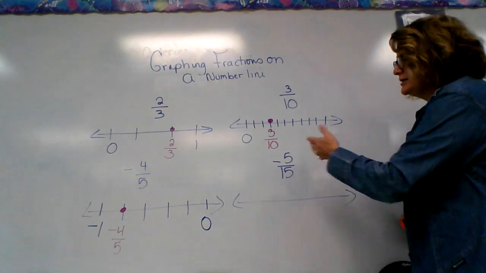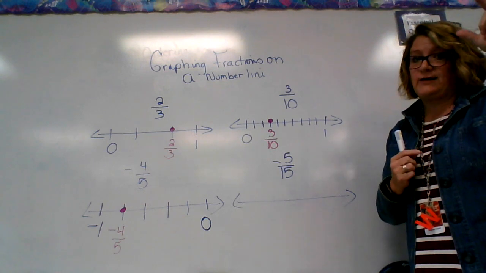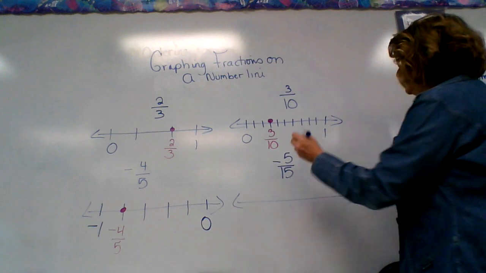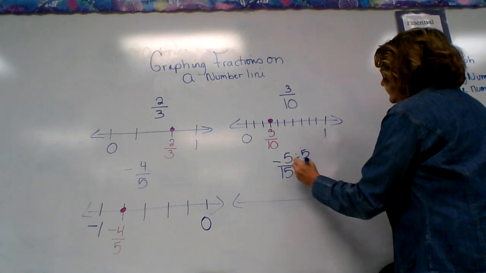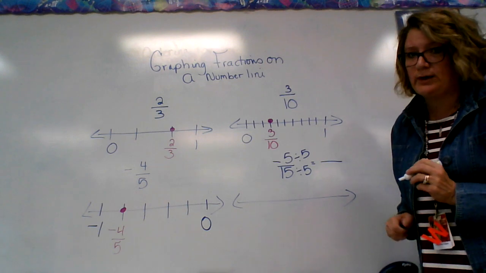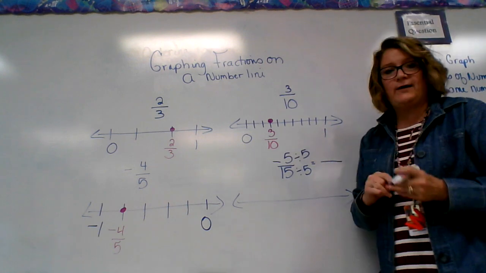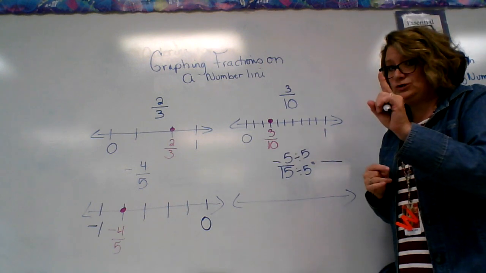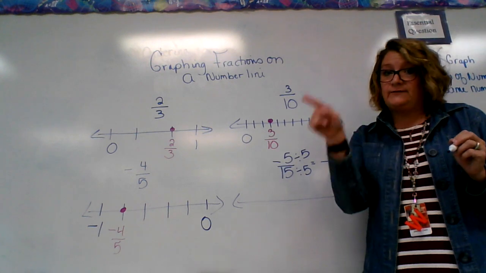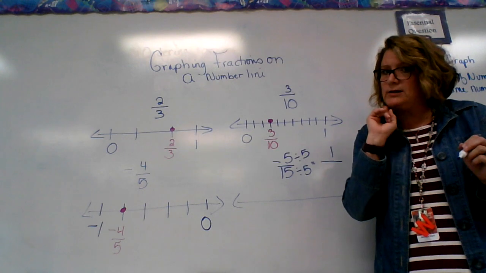Okay, so when I look at this fraction, I see that I can divide the numerator and the denominator by 5. And I'm going to do that, and I'm going to show what I'm doing. So if I take 5 and I divide it by 5, I get, what did you say? 1. If I take 15 and I divide it by 5, what did you say? You get 3. You are correct.